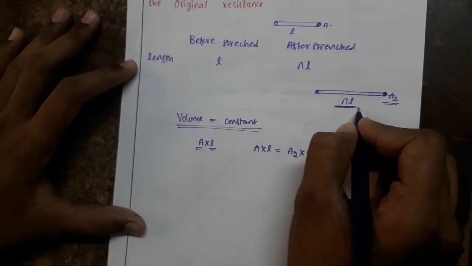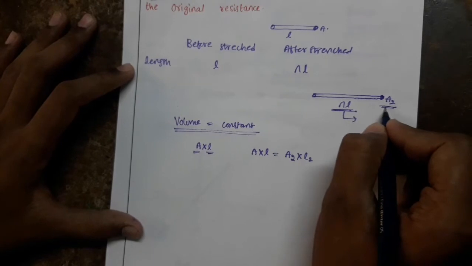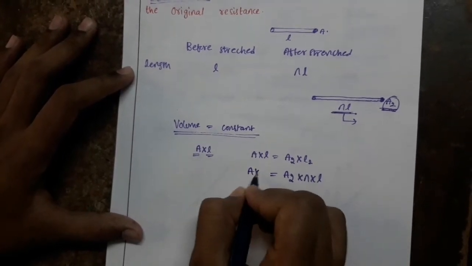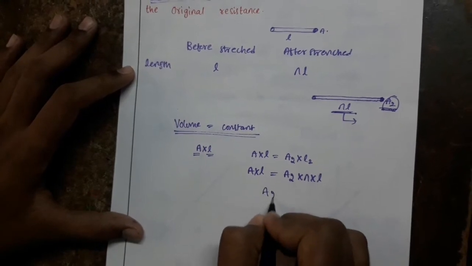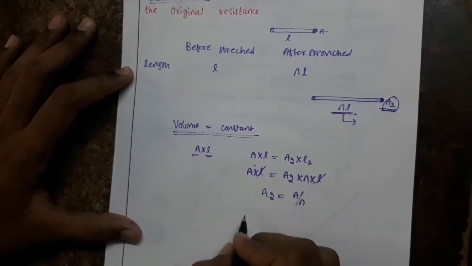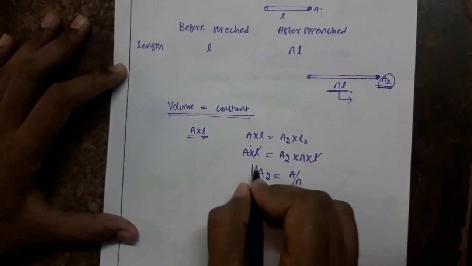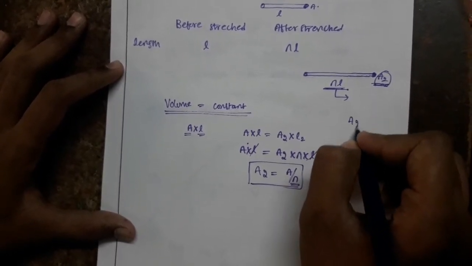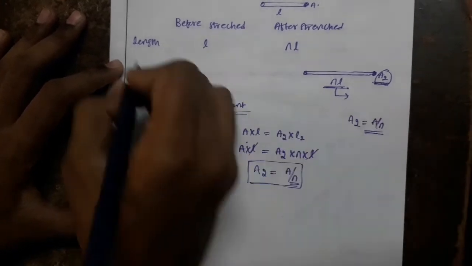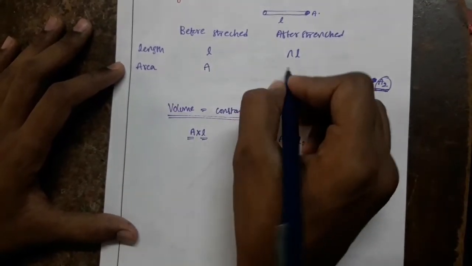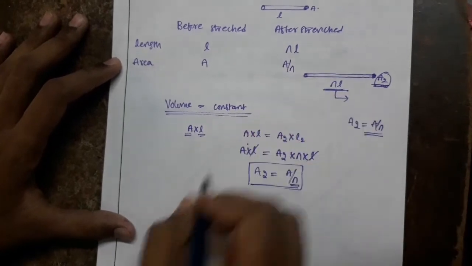We know L2 equals n times L1, but we don't know A2. So A2 into n times L equals A into L. By this, L gets cancelled, A2 equals A by n. So the area of cross section is decreased by n times. Coming to the area, before stretched it is A and after stretched it is A by n.